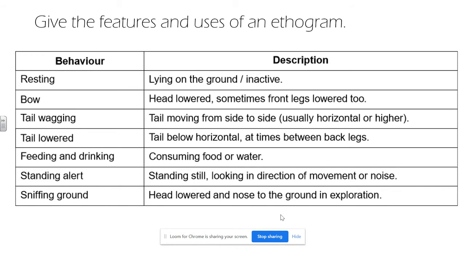Some of the measurements used to quantify animal behaviour are latency, frequency, and duration. So latency is the time between a stimulus occurring and the response behaviour. So if, for example, a warning call was given by a sentry in a large group of meerkats, that would be a stimulus, and then you could calculate the latency period before the group reacted. Frequency is the number of times a behaviour occurs within an observation period, and duration is the length of time each behaviour occurs for during the observation period.